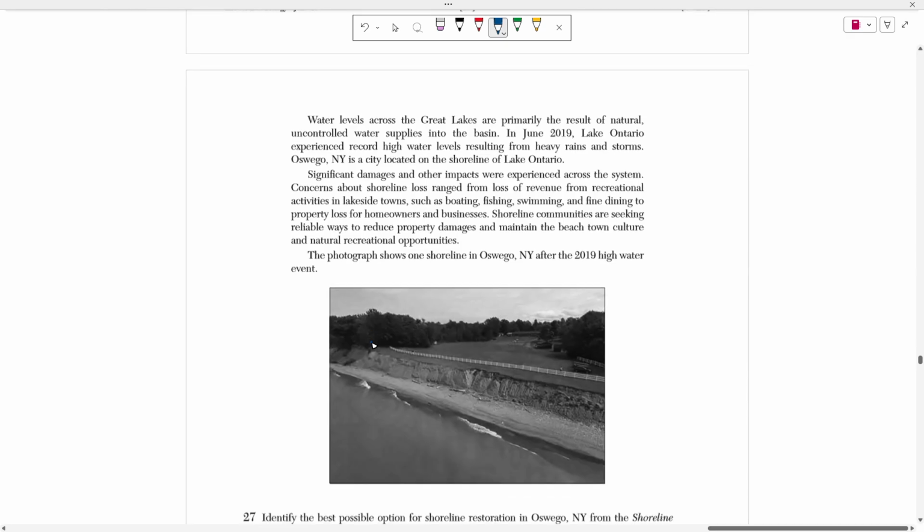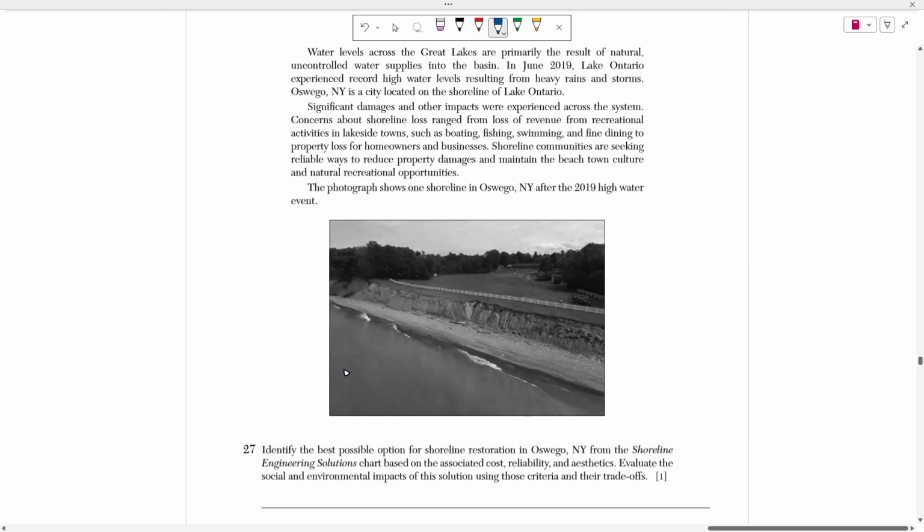Okay, so the last question in this section says that water levels across the Great Lakes are primarily the result of natural uncontrolled water supplies into the basin. In June 2019, Lake Ontario experienced record high water levels resulting from heavy rains and storms. Oswego, New York, is a city located on the shoreline of Lake Ontario. Significant damages and other impacts were experienced across the system.